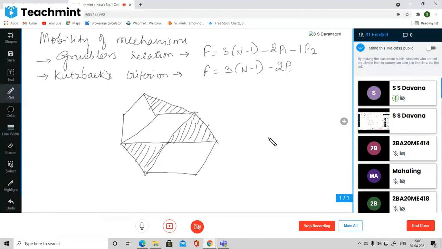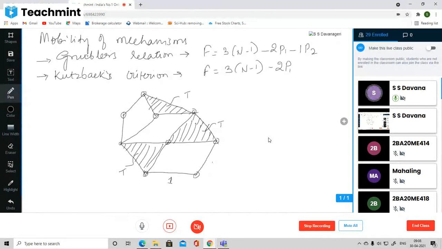Now, let us notify nodes here. You can say nodes or the pivot points. Now, this is of ternary link. Okay, this is of ternary link. So now let us mark names here.